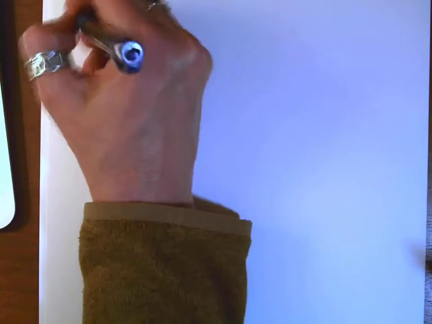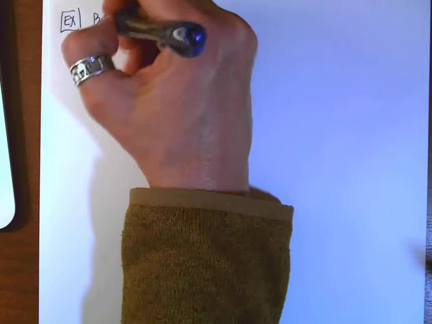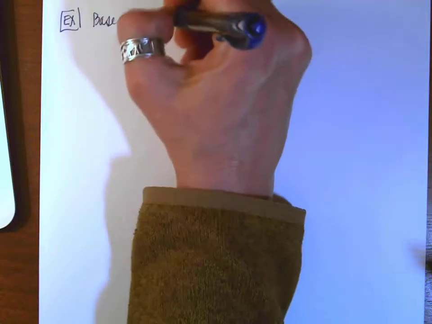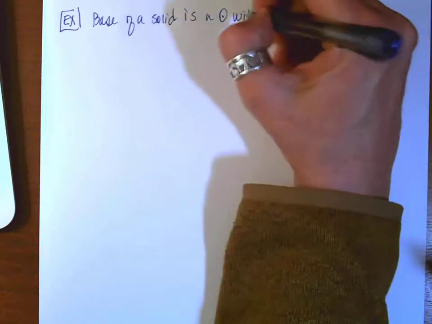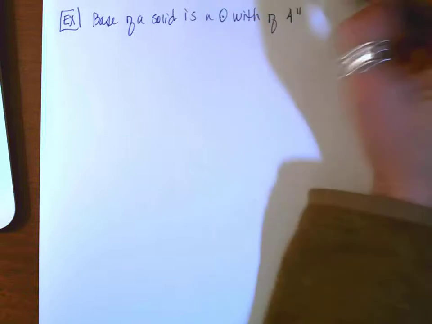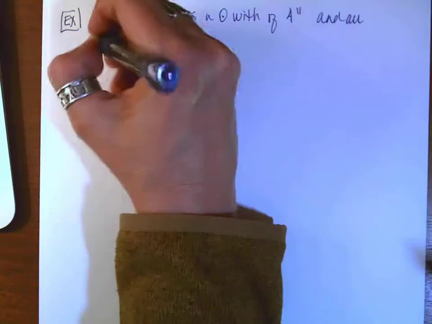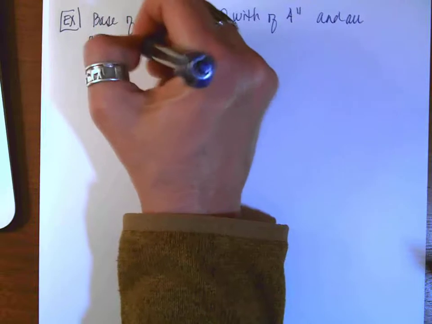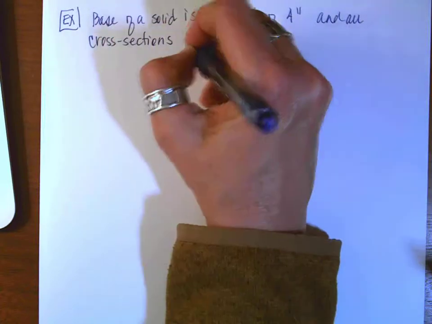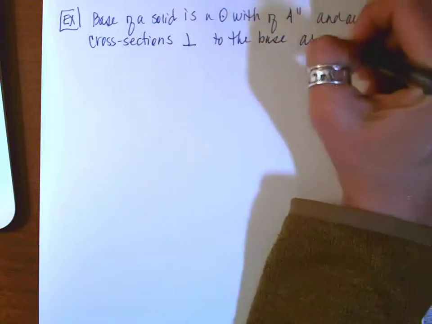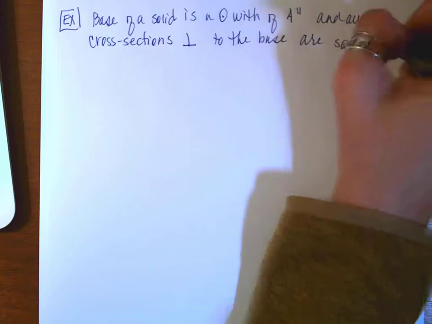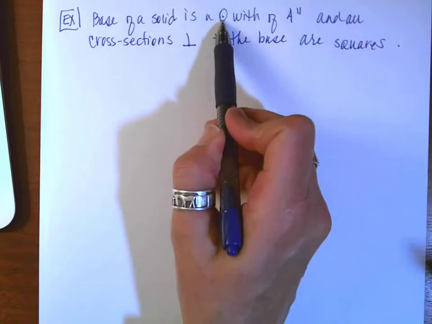So let's do, I have 2 more of these to do, just because the known cross-sections tend to be the hardest to visualize, I think, because I can't draw them to save my soul. So in our next example, we're going to have the base of a solid is a circle with a radius of 4 inches, and all cross sections perpendicular to the base are squares.